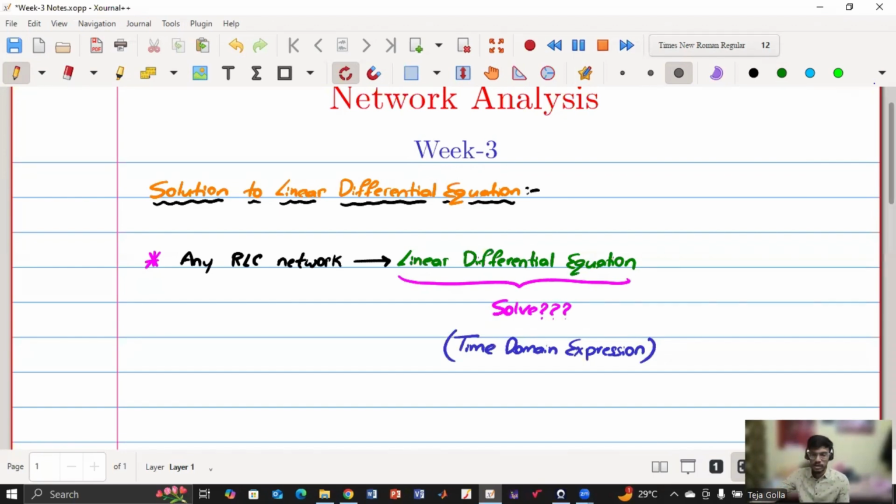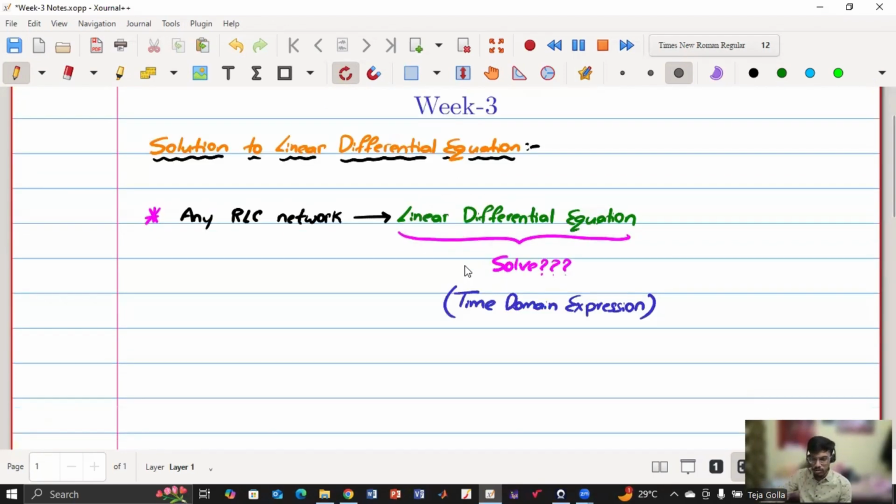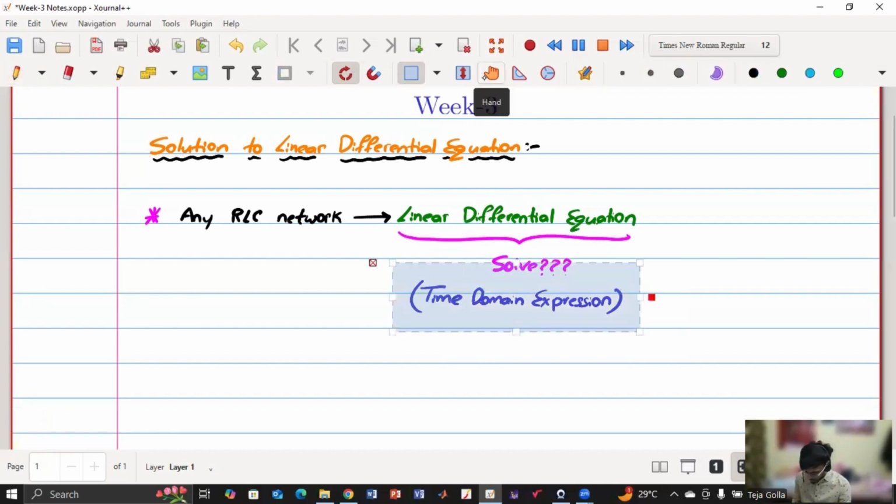If I am given a linear differential equation, the order could be anything, first order or second order, depending on the circuit complexity. So we'll see a couple of problems today. But before going to that, there is another thing. It is not mandatory to solve in one particular way. Today we are going to learn by solving the differential equation, what I would call time domain analysis.